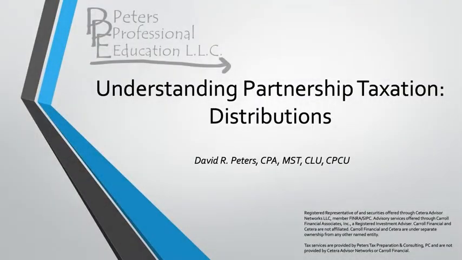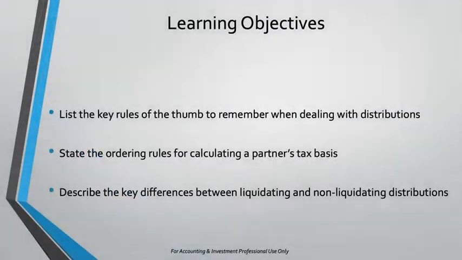Today, we're going to spend some time talking about the different iterations and all the details that have to do with distributions. We're going to state the ordering rules for calculating a partner's tax basis. We're going to try to understand a little bit better where distributions kind of fall in that order.